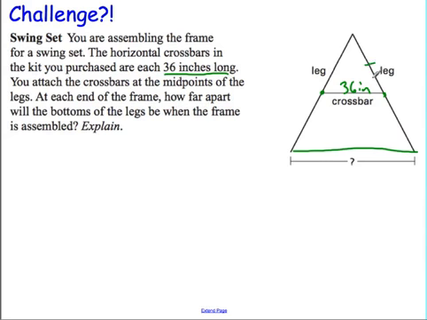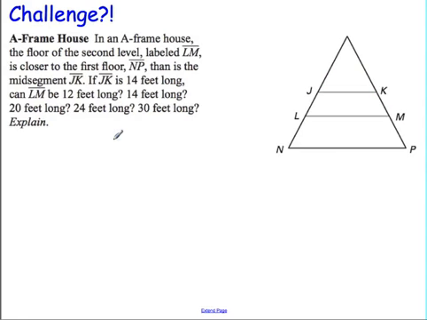Well, if this is a midpoint and this is a midpoint, and you attach this 36, I would say this has to be 72 inches because this crossbar represents the mid-segment of your triangle. So 72 inches because the 36 represents the mid-segment of the triangle.